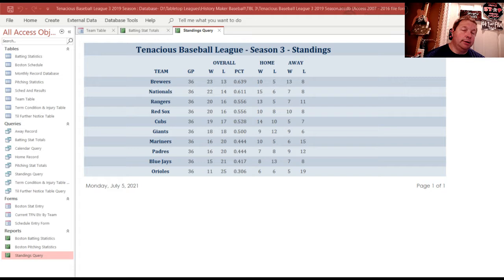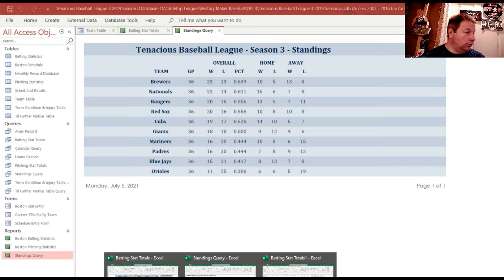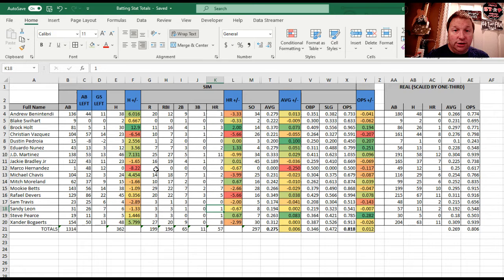Not going to go into home and away comparisons as far as record goes, but you can see the standings here. The Brewers, Nationals, Rangers, Red Sox are all up there. We have six teams that are at or above .500, and we'll just take a look and see how those things stack up. I exported some of my data to Excel, and so this is kind of a busy chart. I didn't do any rankings or sort by any column here.